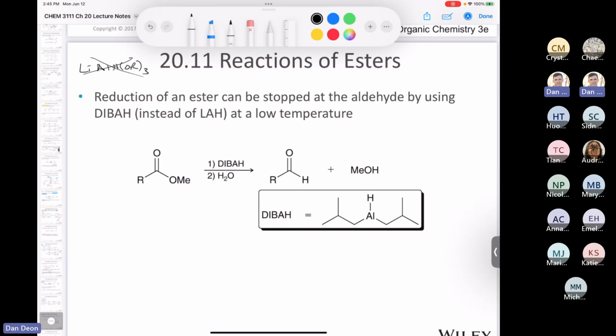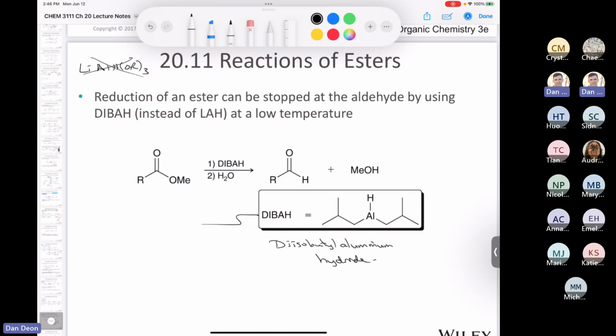We use something called diisobutyl aluminum hydride. So let me write down that moniker for you since it's a pretty long name. So DIBAH, this stands for diisobutyl aluminum hydride.